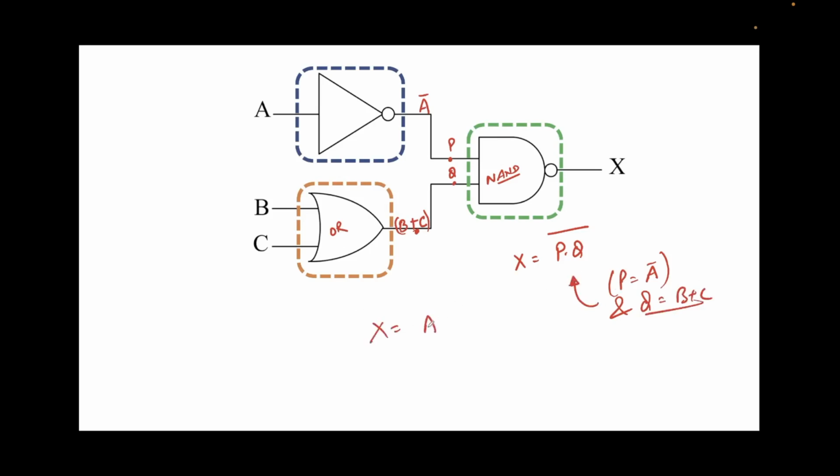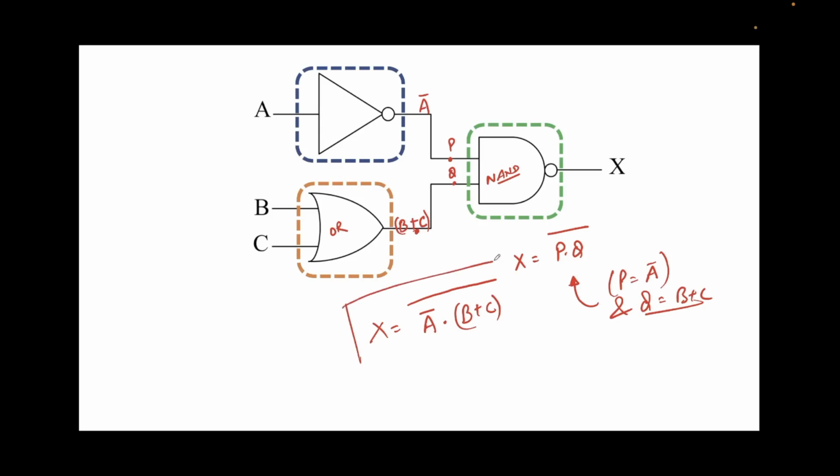P is nothing but A bar times Q, where this dot denotes a multiply. Q is nothing but B plus C. And then finally we have this whole bar. So this is what it comes out to.